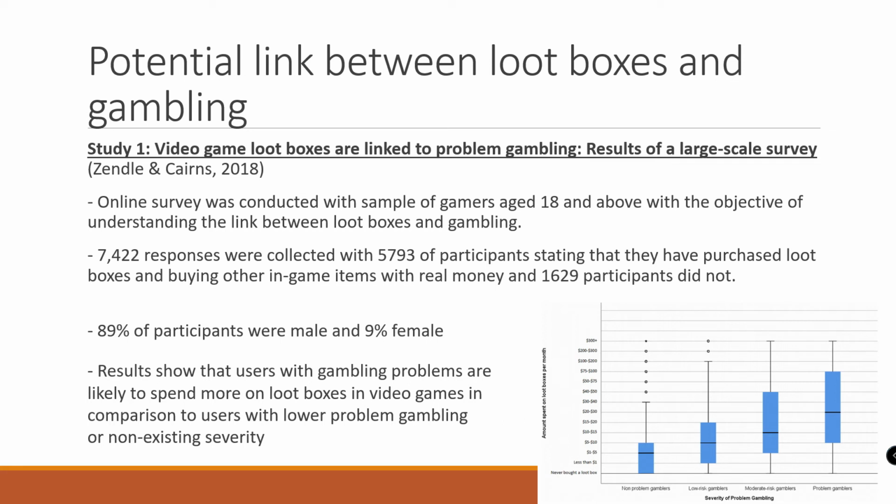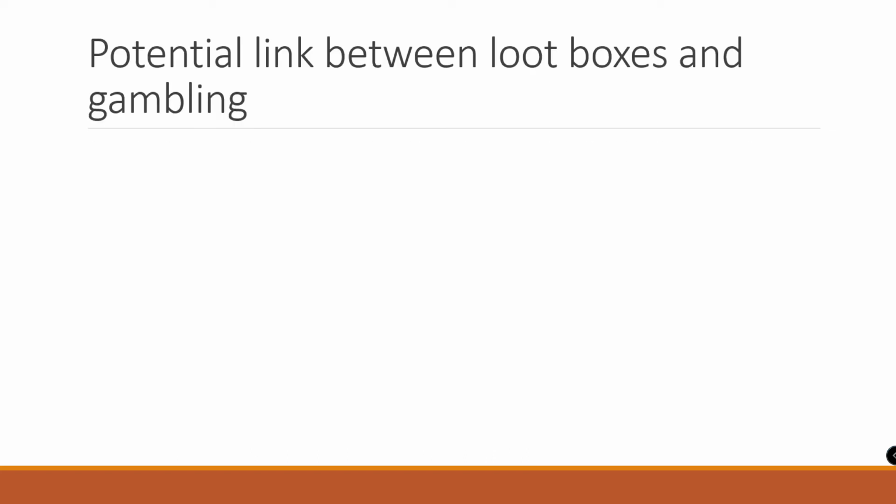So this is the amount spent on loot boxes per month, which is the left figures in dollars, and on the bar is the severity of problem gambling. So this is just the first study. By the way, everything will be linked in the description if you guys want to look at these studies yourselves. Let's take a look at the second study now.